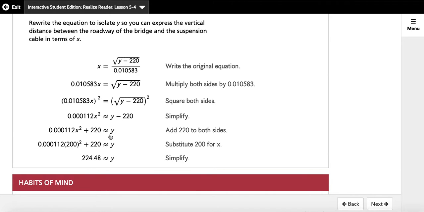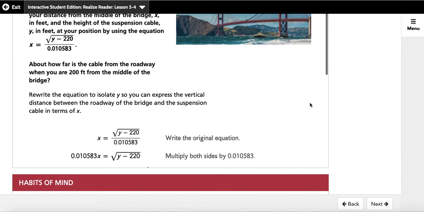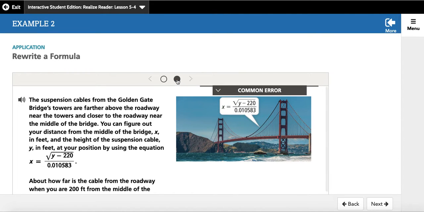And then when they ask about what it is when x is 200, then you can plug 200 in, and you can solve. So that's one way of doing it, by rewriting the equation. Let's see what they have us do in the example.